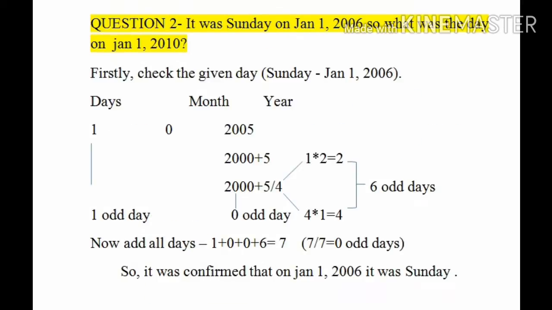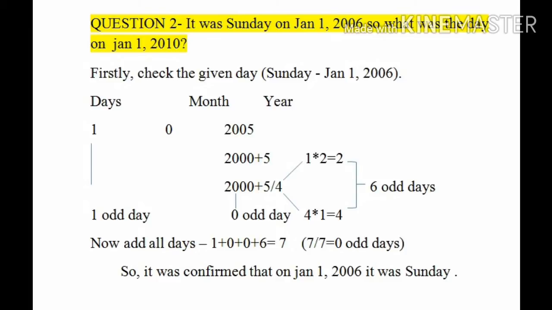So now we are going to our next question, that is, it was Sunday on Jan 1st 2006. So what was the day on Jan 1 2010? Here the given date is Jan 1 2006. So day is 1, month is 0 and year is 2005.